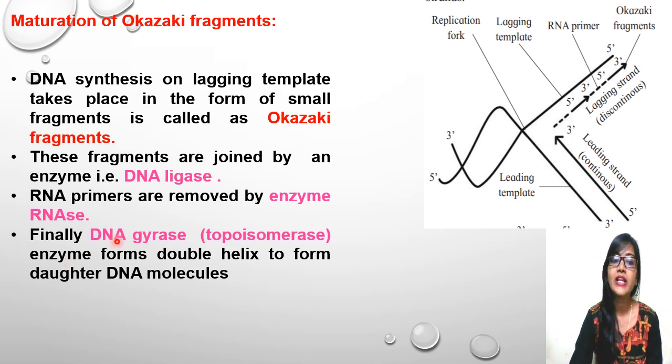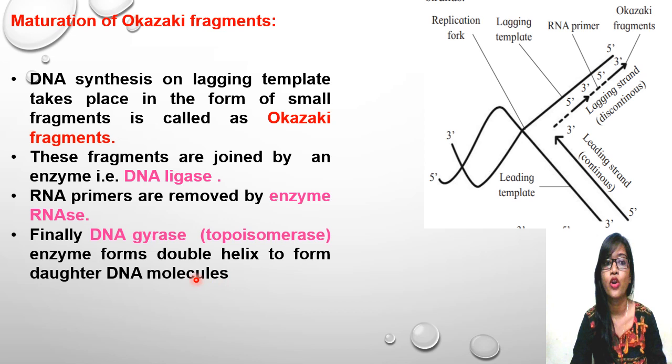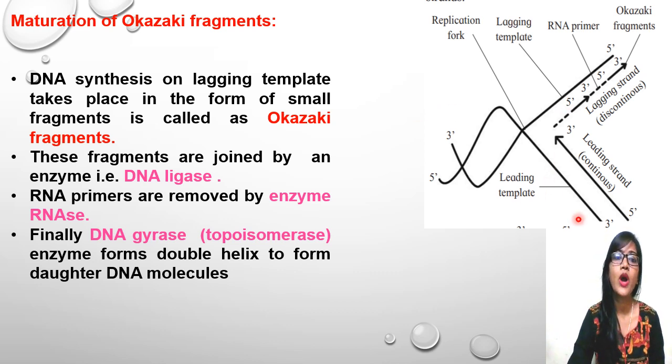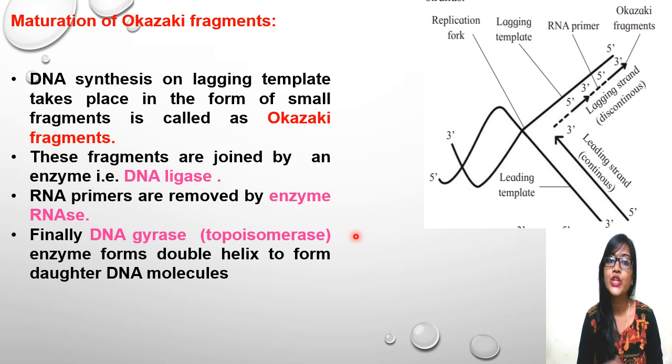Finally, the DNA gyrases. These are also called topoisomerases. These enzymes help form the double helix to form the daughter DNA molecule. Now let's talk about what topoisomerases are. These DNA topoisomerases are enzymes that participate in the overwinding or underwinding of the DNA.